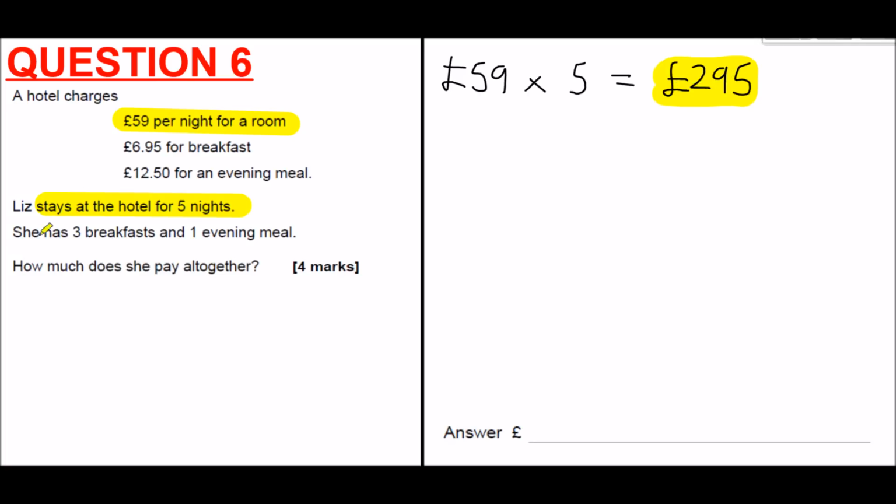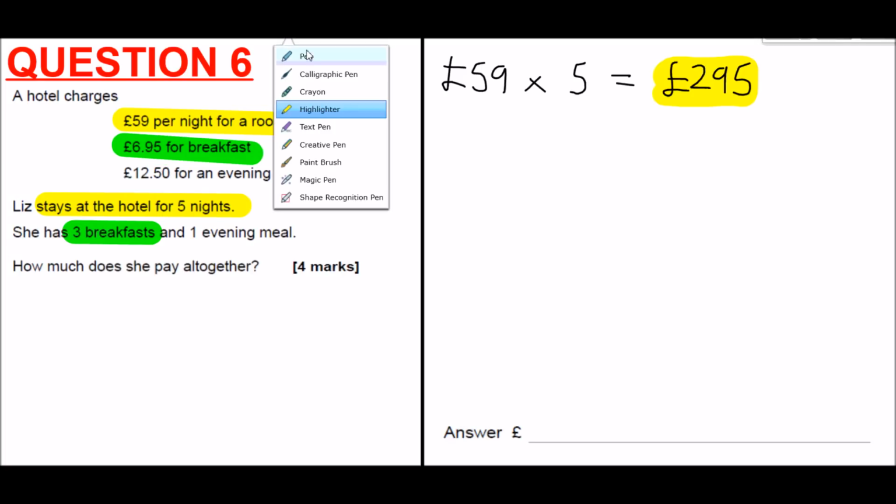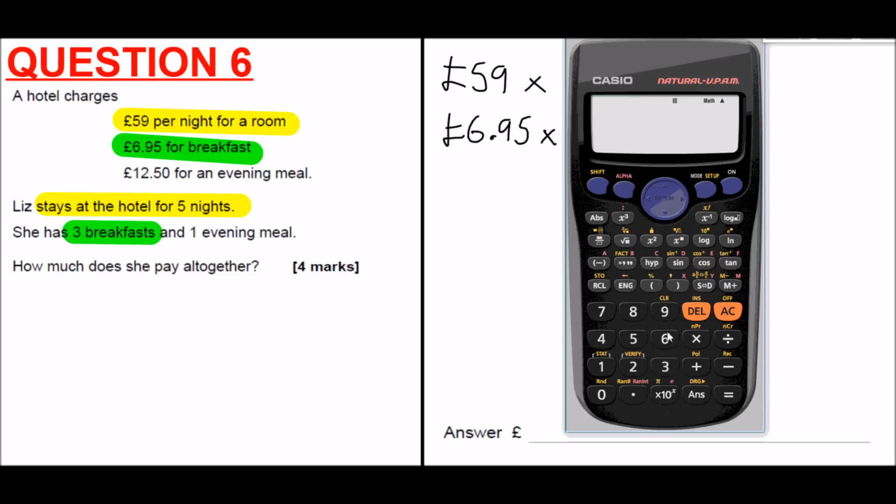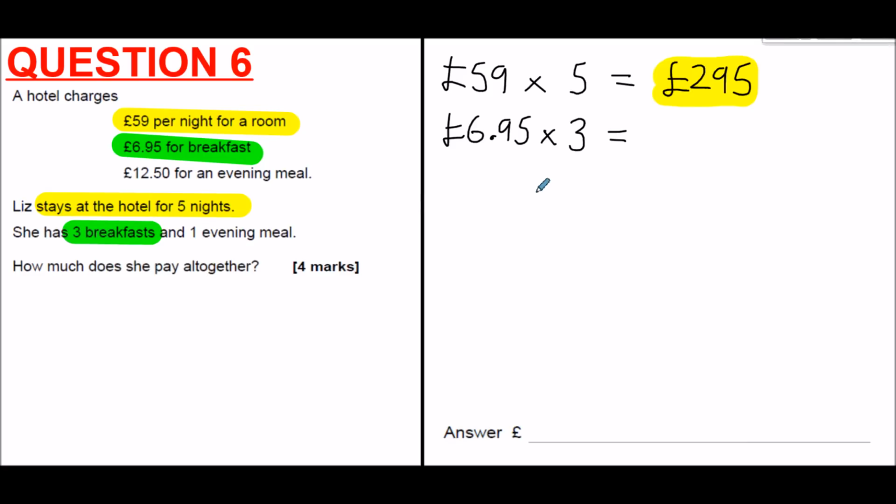But of course she's a lady of luxury, she's going to also have 3 breakfasts. Now each breakfast is £6.95. So the total for 3 breakfasts will be £6.95 multiplied by 3, because she's having 3 breakfasts. Just check this on our calculator to be sure, £20.85.